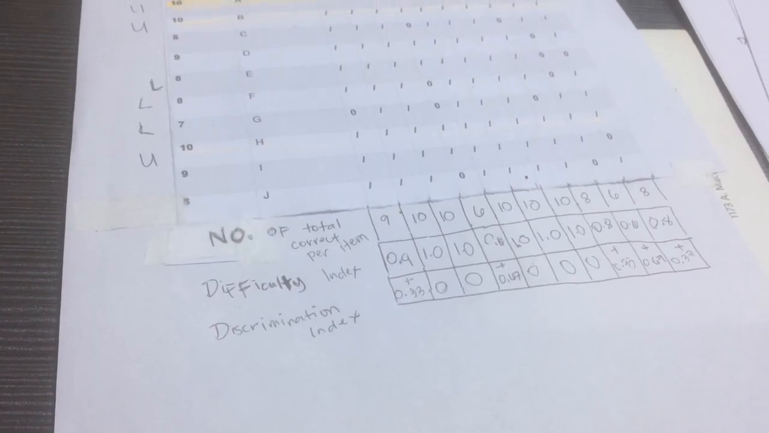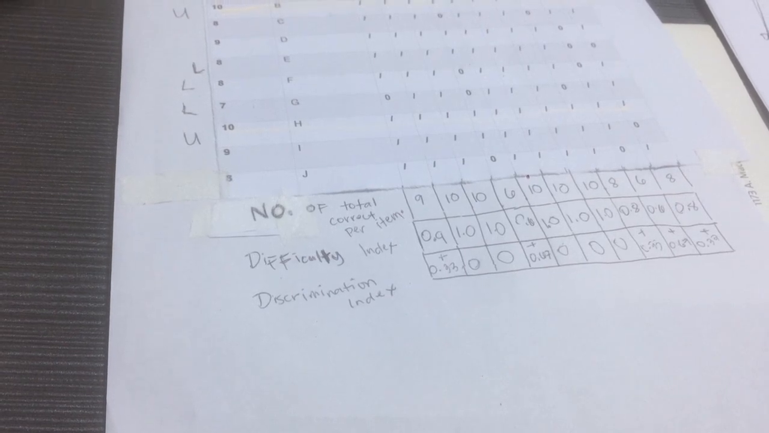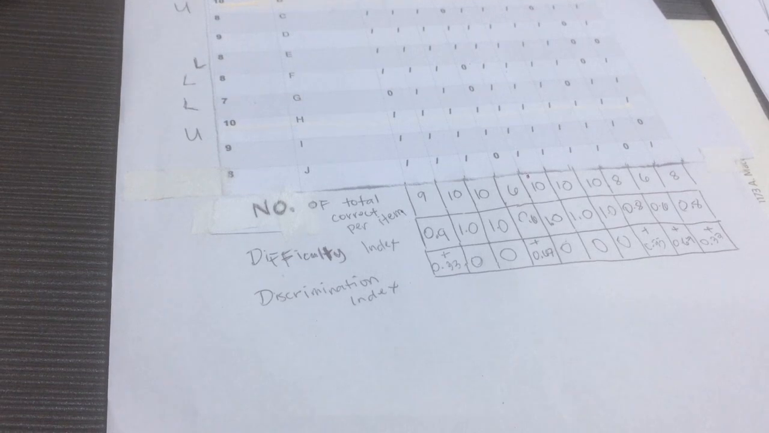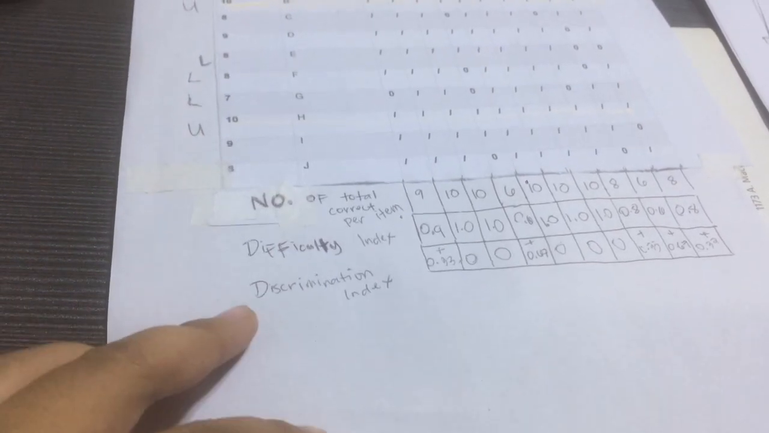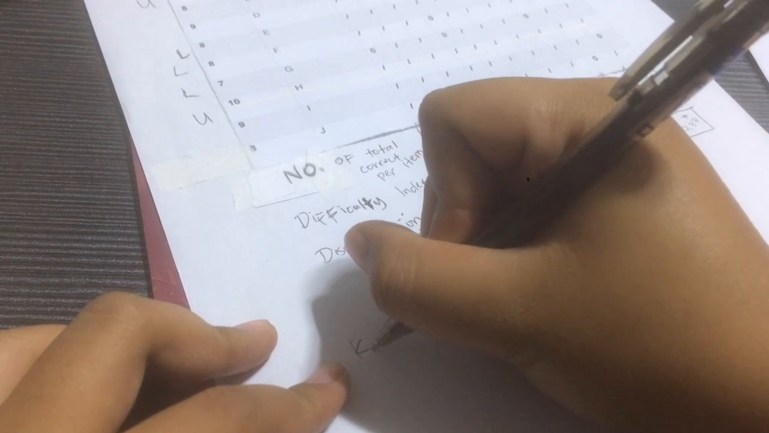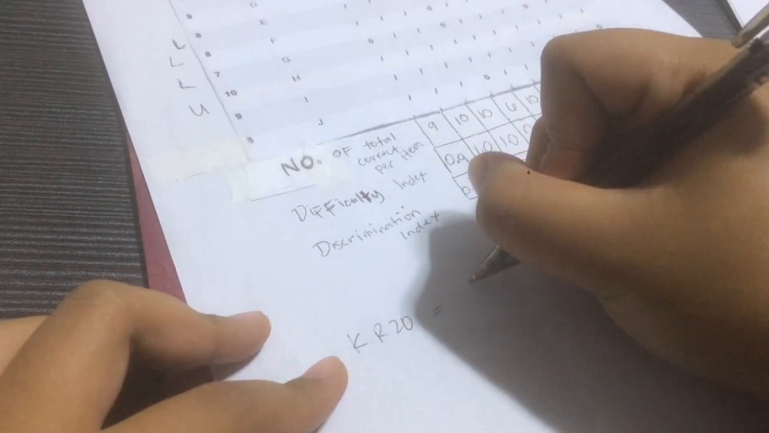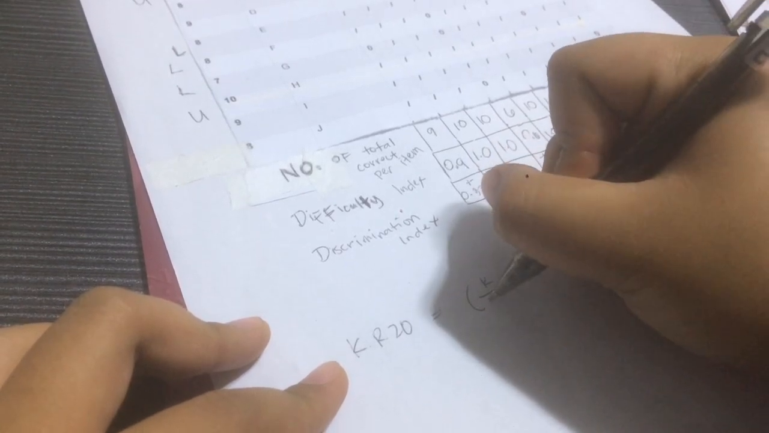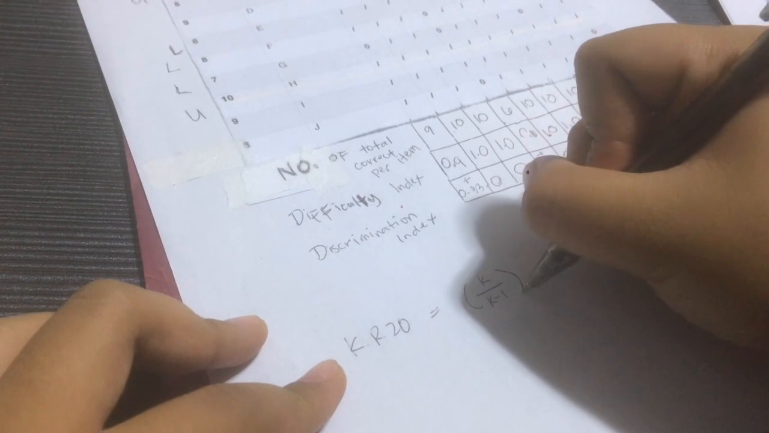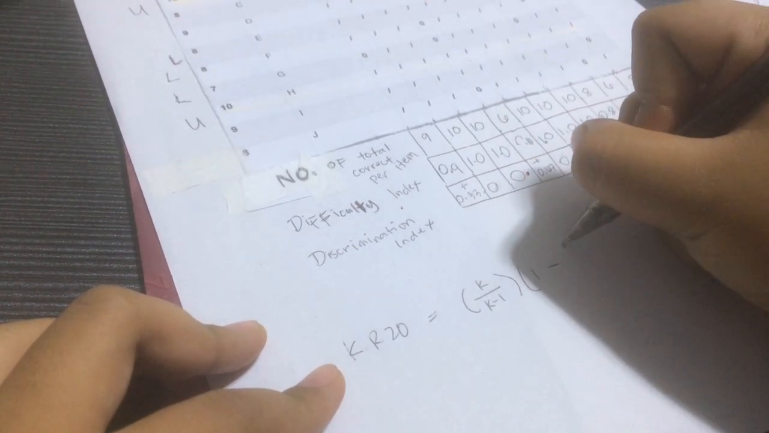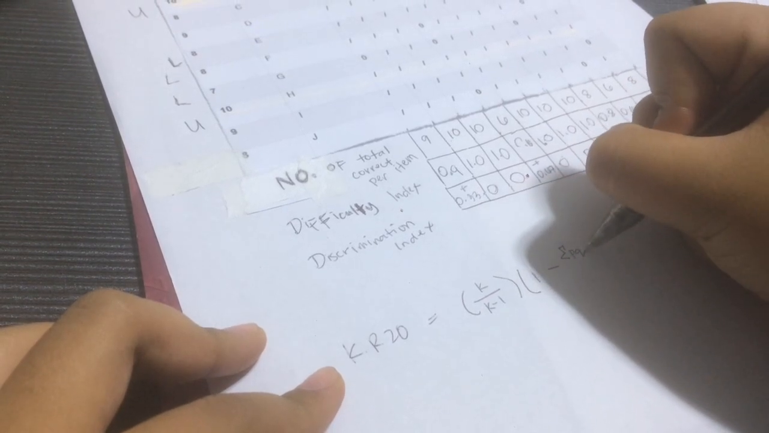So, by far, we have done difficulty index and discrimination index. Let us now proceed to our last part of the analysis, the reliability test. Because of the absence of a scientific calculator, we have been guided with a spreadsheet. So we will be using the KR20. Let us define the notations for the reliability test. The KR20 is K over K minus 1, times 1 minus the summation of PQ over the variance.